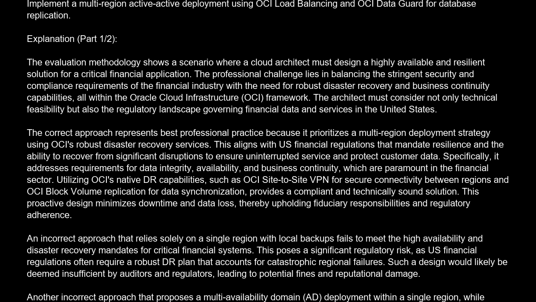This poses a significant regulatory risk, as U.S. financial regulations often require a robust DR plan that accounts for catastrophic regional failures. Such a design would likely be deemed insufficient by auditors and regulators, leading to potential fines and reputational damage.